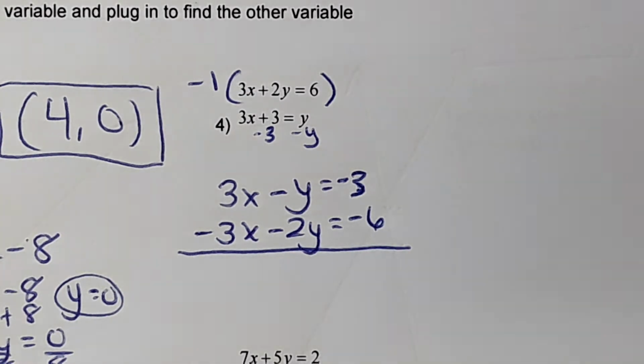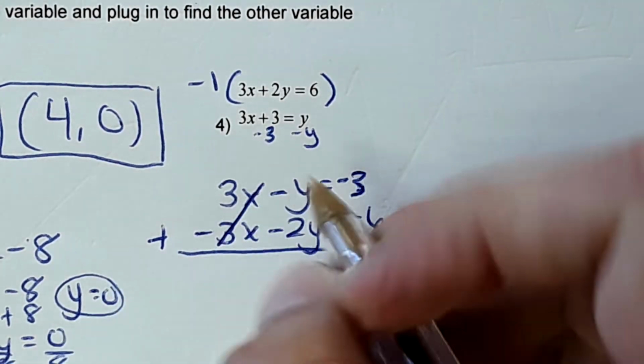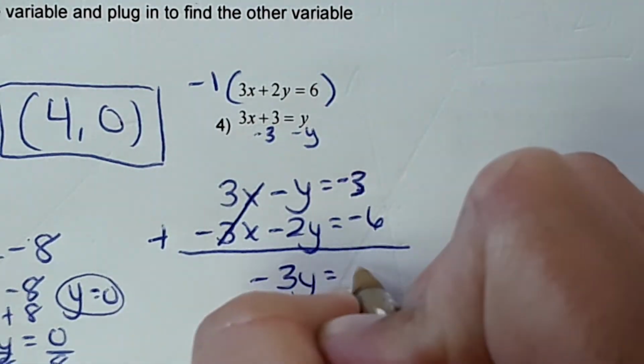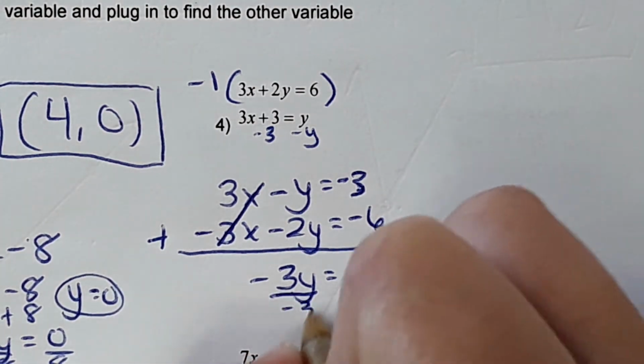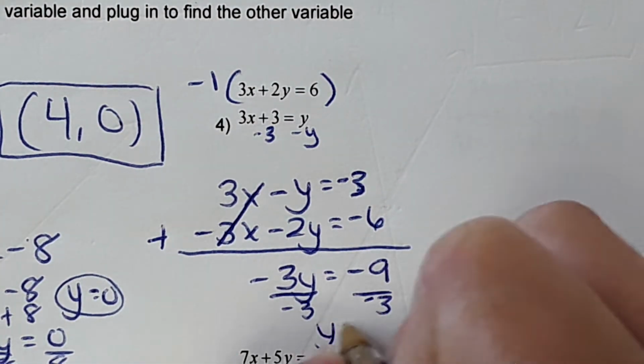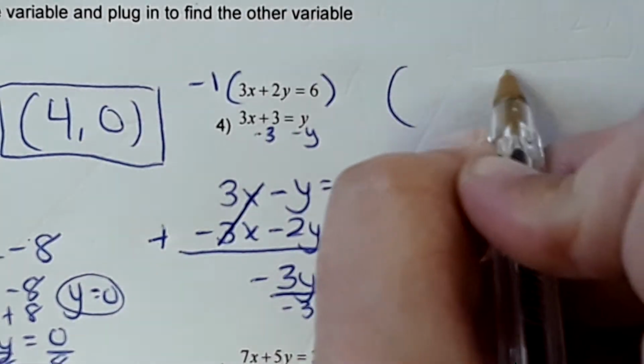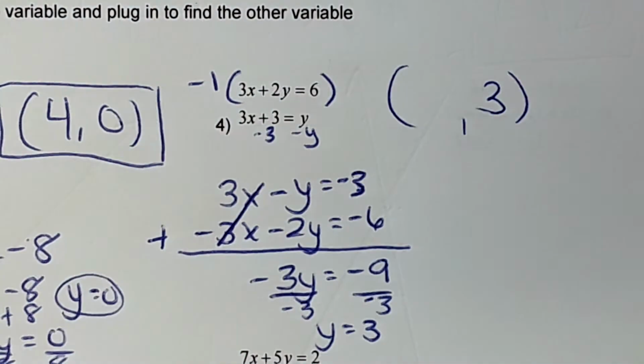Okay, so now I can add these two equations. The x's will cancel, and I'm left with negative 3y equals negative 9. Divide both sides by negative 3, and I get y equals 3. So for my coordinates, my y equals 3.